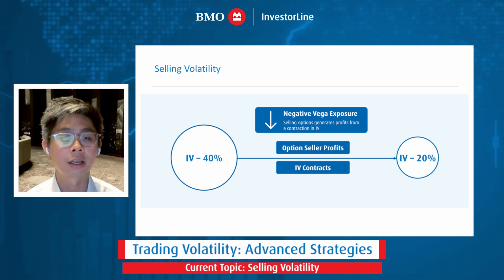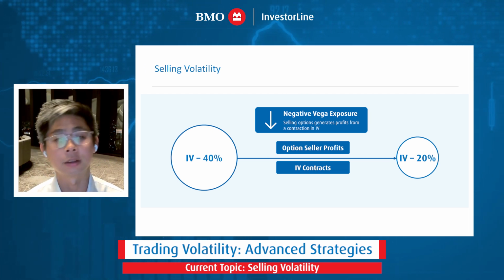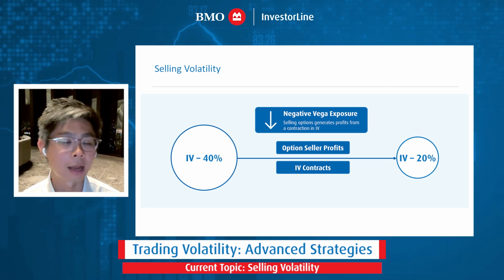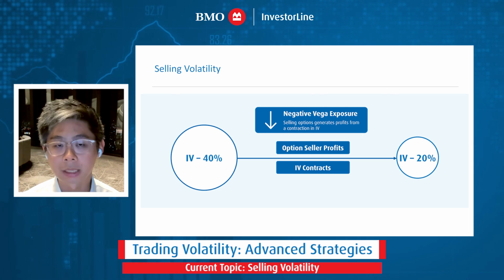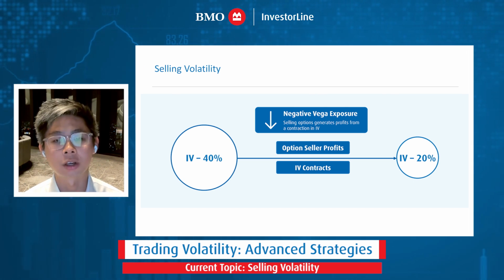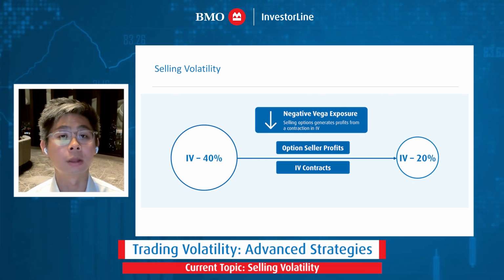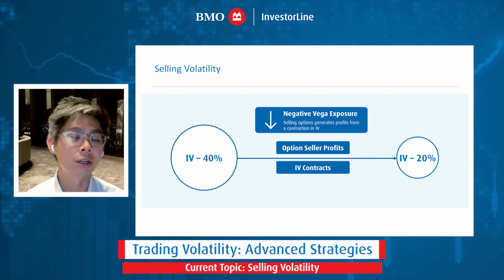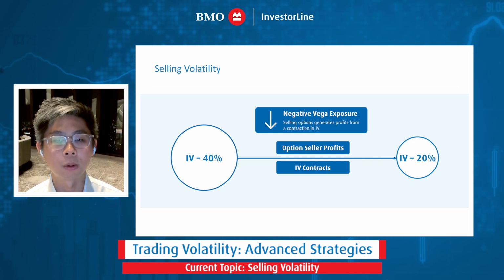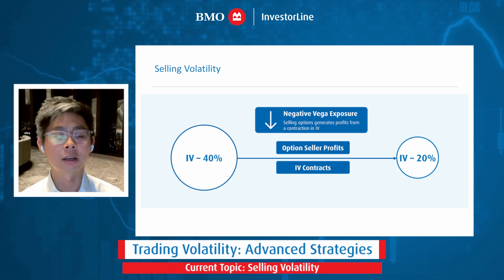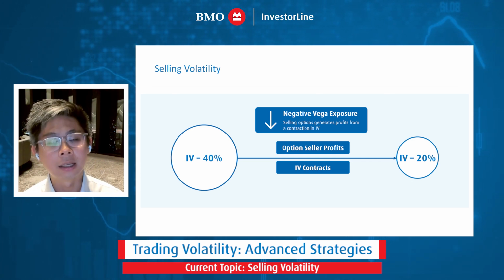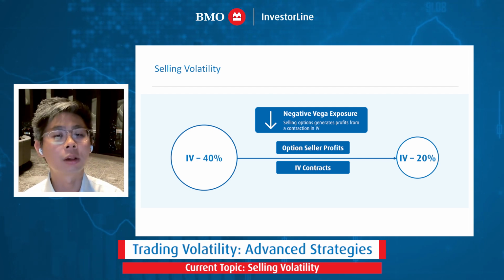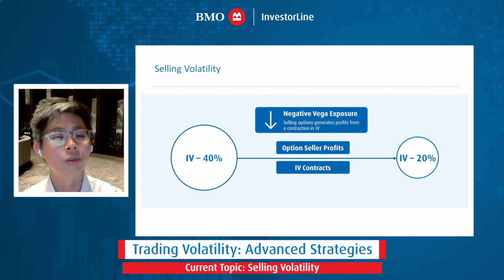So for example, let's say a stock currently has an implied volatility of 40%, and you believe that sometime in the future that implied volatility is perhaps going to be half as much, 20%. How do you actually take advantage of that? This is really where we're going to be looking at taking any type of option strategy that's going to give us negative Vega exposure. And what negative Vega exposure means is that it's an option contract that's going to generate profits if the implied volatility is going to decrease in value.